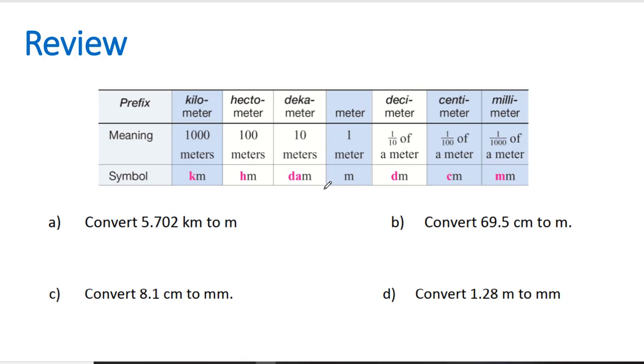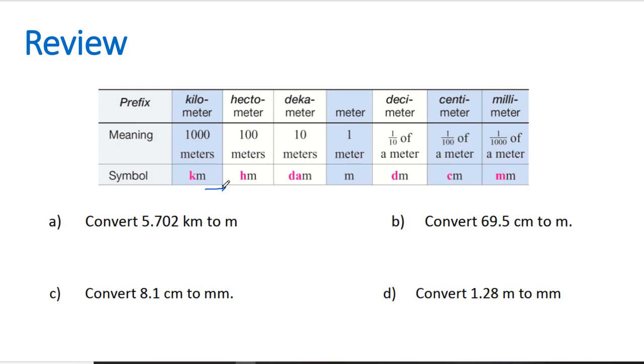Now we'll look at metric conversion. It's really quick if we use our metric line. So we're going to be sliding our decimal right or left depending on which direction we're converting. So for number A, we're converting kilometers to meters. So we're going to be going to the right 3 decimal places. So this will equal 5,702 meters.